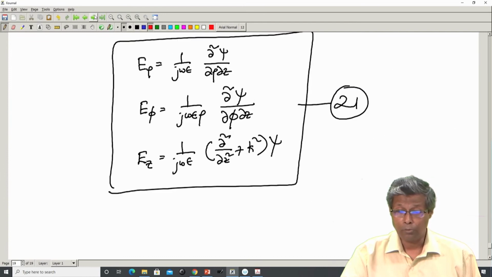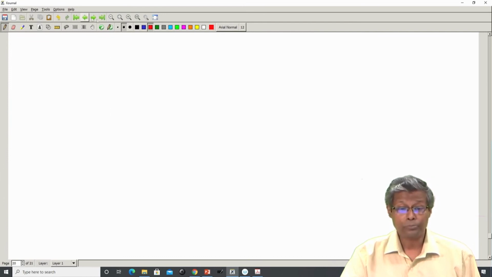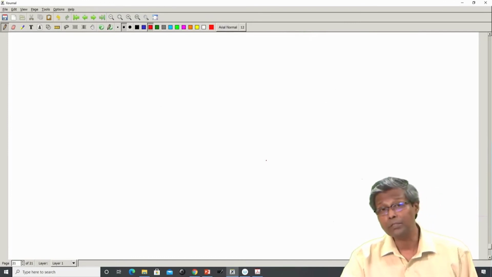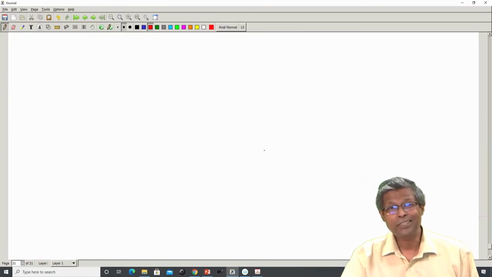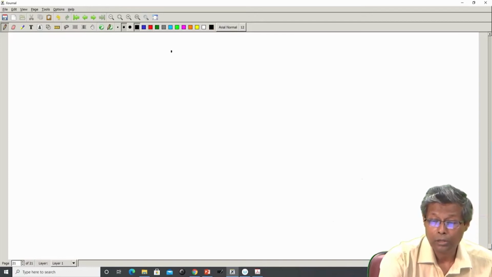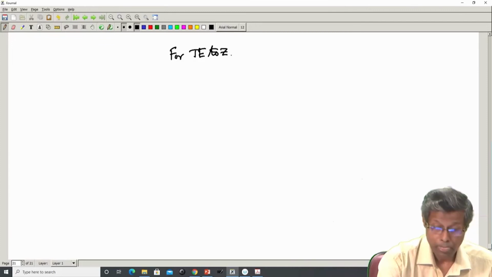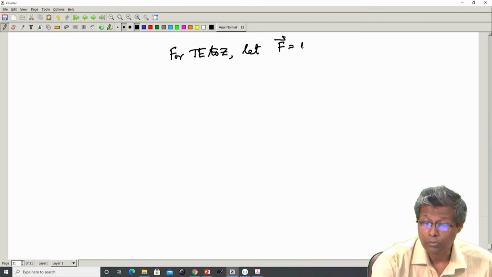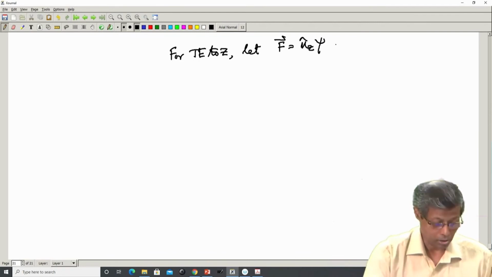So, let us explore now what will happen for the Z directed electric vector potential, whether it gives rise to the TE to Z mode as it does for the rectangular coordinate system. So, for the TE to Z, let F equal to uz psi.